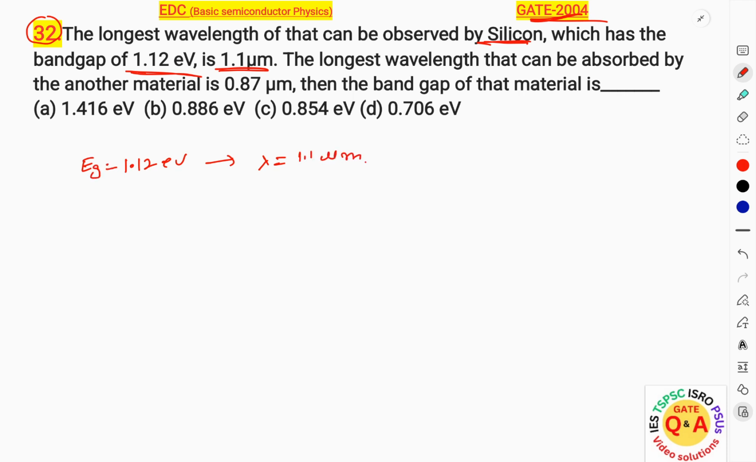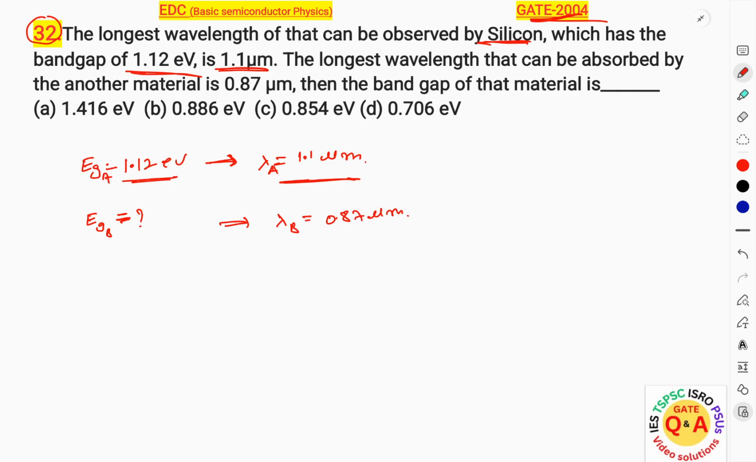The longest wavelength that can be observed by another material is 0.87 micrometer, then what is the band gap of that material? The first material is called 1 or A. This is material A, band gap 1.12 electron volt, gives wavelength 1.1 micrometer. Then for another material, what is the band gap for a lambda value of 0.87 micrometer?